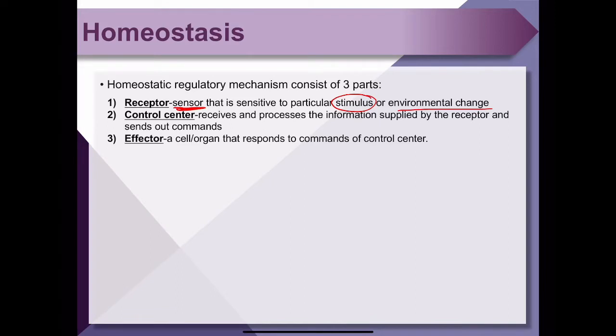The control center is what will receive that sensory information, process it, and then send out the appropriate commands in response to the sensory signal coming through. And then your effector is usually a cell or organ that responds to that particular command. So usually the control center is your brain. Something you sense with your fingers gets sent to your nervous system, and then it goes right back out as a command to do something or move in response, as your effector tissue.